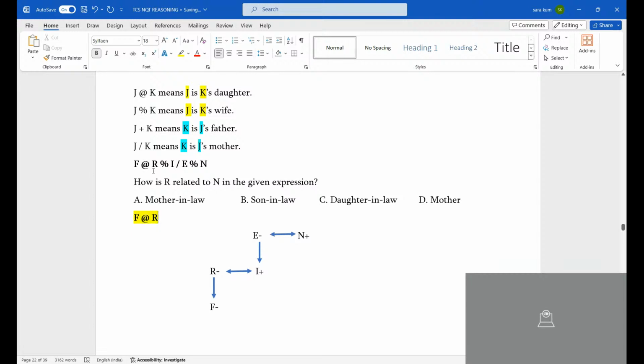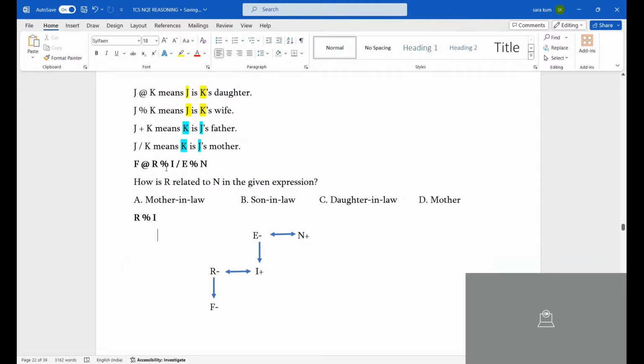The next one is R percentage I. So the next one that I'll take is R percentage I. So what does percentage mean? J percentage K means J is K's wife, right? So here R is I's wife. So R is female, a couple sign, and I is male. So this is R is I's wife.